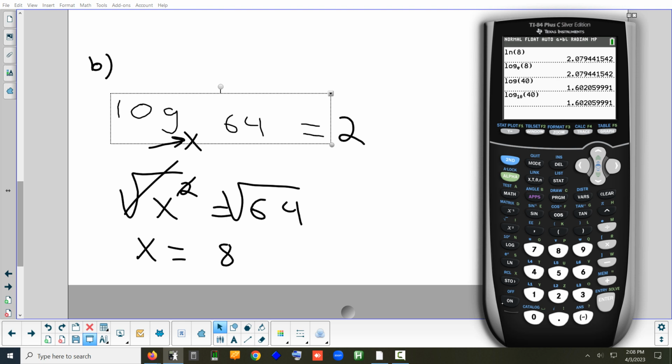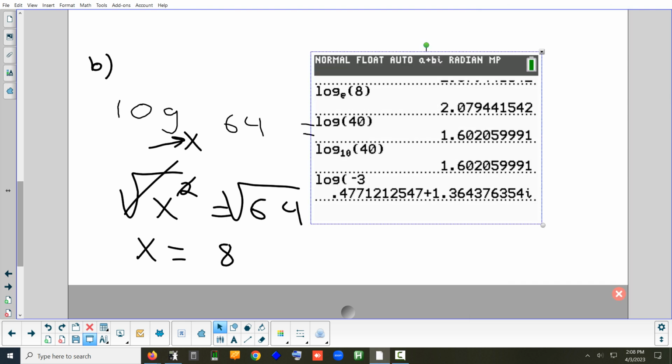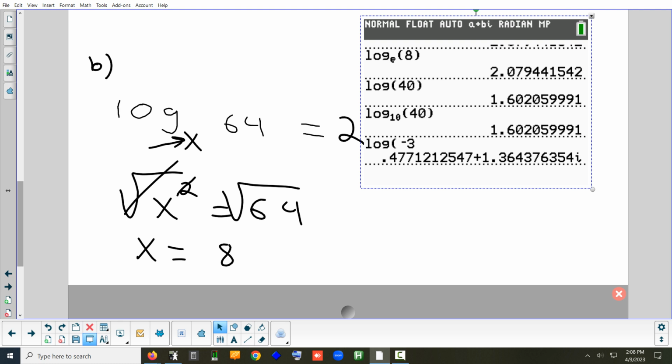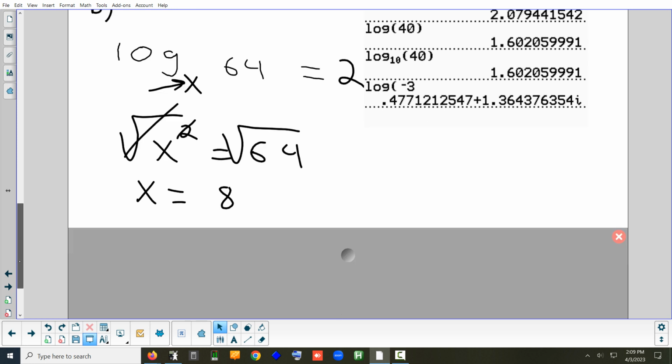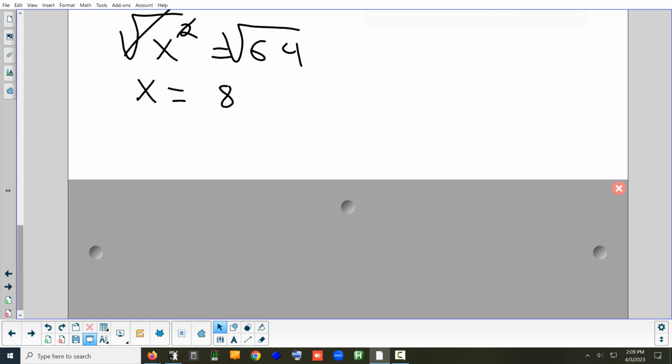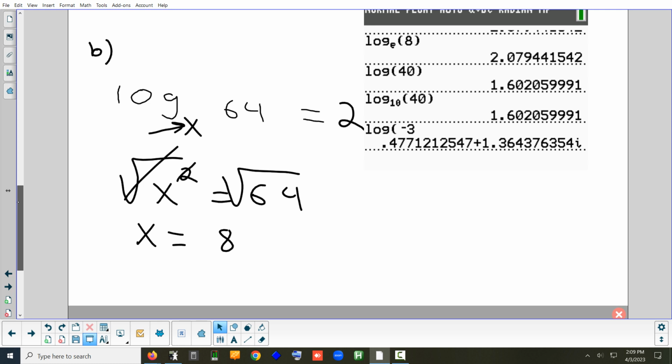If you try to take a log of a negative number, watch what happens. What kind of answer did it just give me? Imaginary. Gave me an imaginary answer. So we're not dealing with imaginary numbers with logarithms. Okay, so don't ever let the base be negative or let the argument be negative. So the answer there is just 8. Okay. Any questions on that?